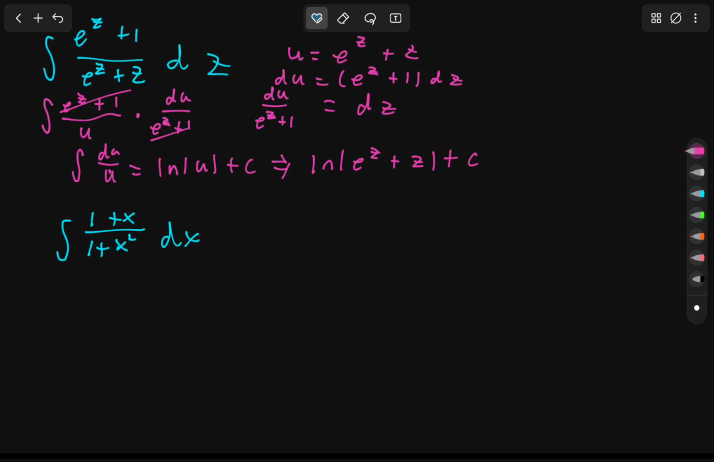plus c. For this next integral, you might think, hey, maybe we should use u-sub. But let's try it. Let's see what happens when we do u-sub for this integral. Well, we have u is equal to 1 plus x squared.